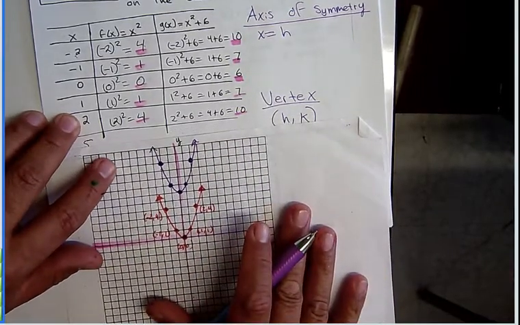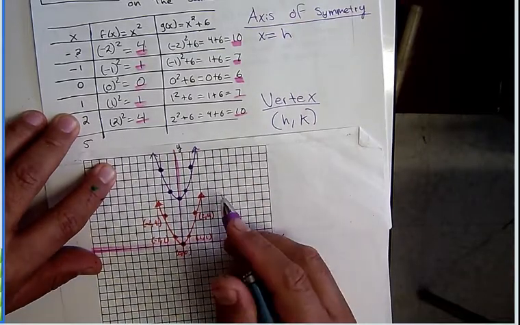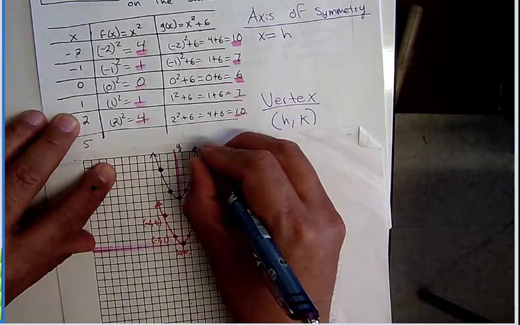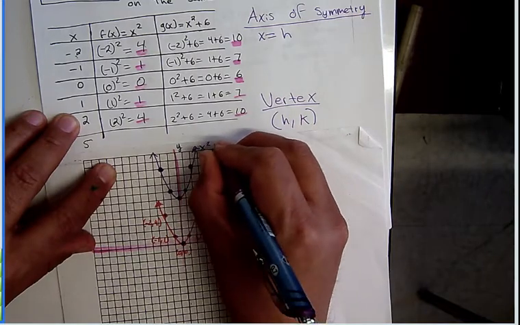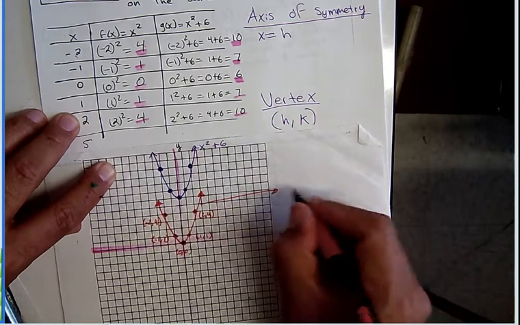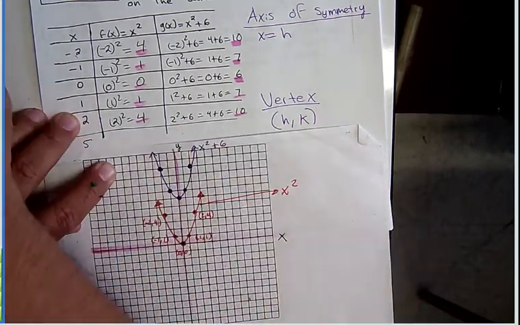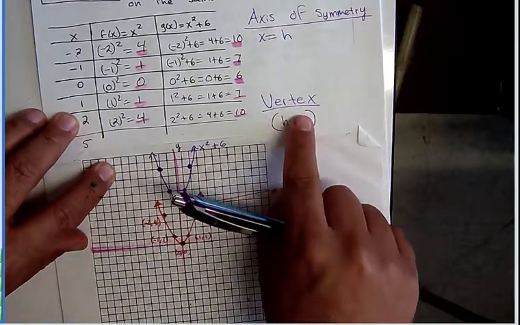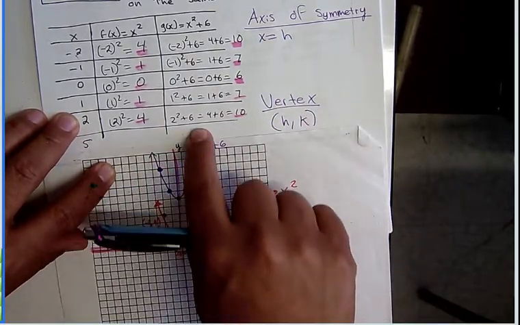The vertex. So remember, this is not in vertex form. It kind of is. This one is the function that looks like this: x squared plus 6. And this is just the parent function, the x squared. So it asks you for the vertex of this purple one.